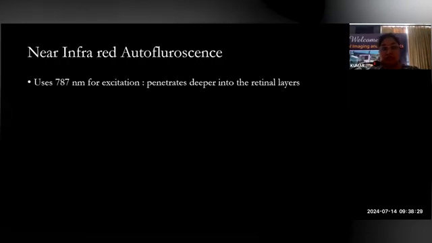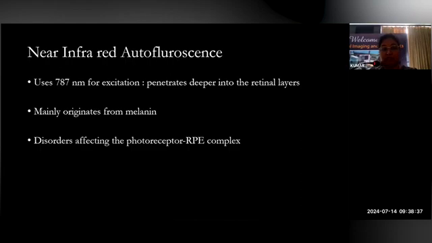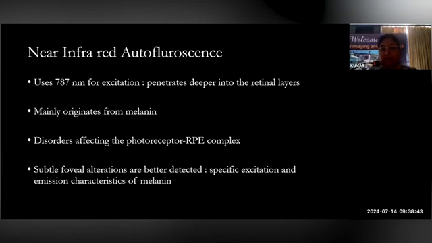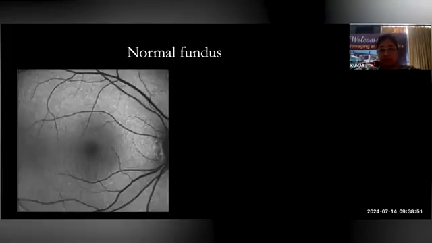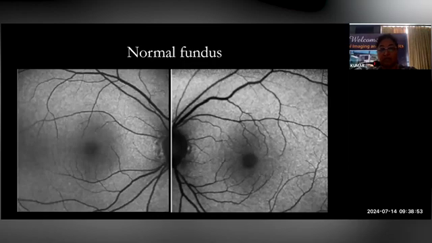The near infrared autofluorescence uses a 787 nanometer wavelength for excitation. This penetrates deeper into the retinal layers and mainly is reflected back from the melanin. This is commonly used for disorders affecting the photoreceptor and RPE complex. Subtle foveal alterations are better detected using this because of the specific excitation and emission characteristics of melanin.